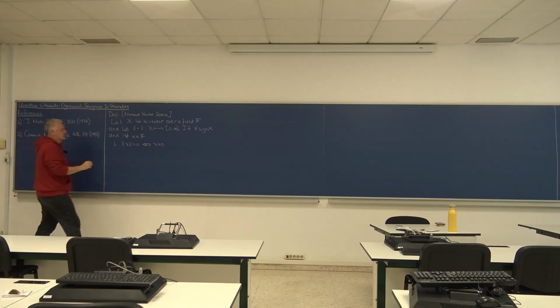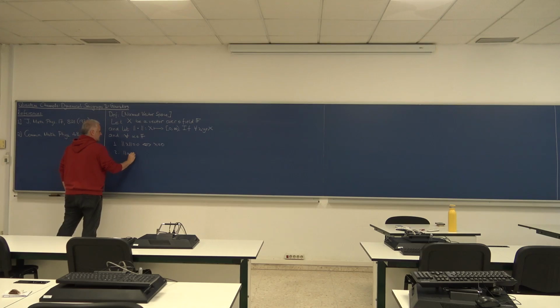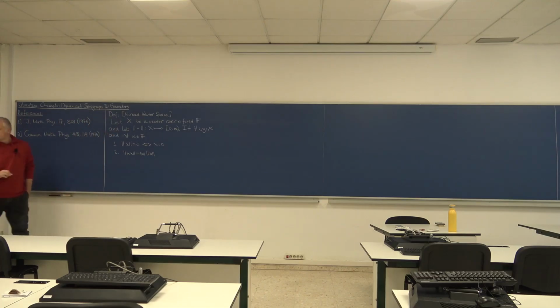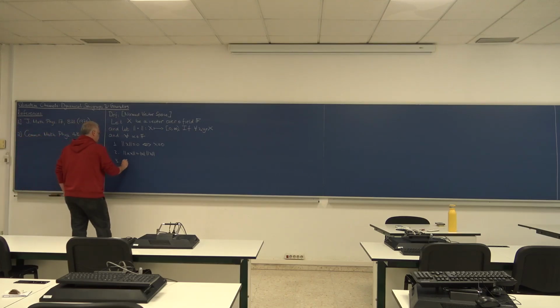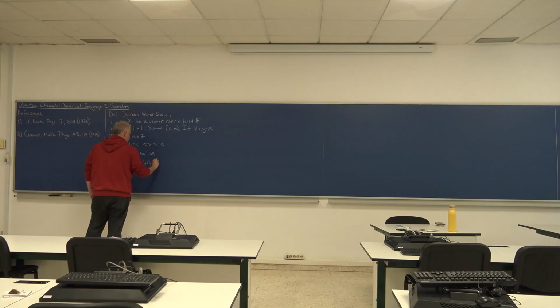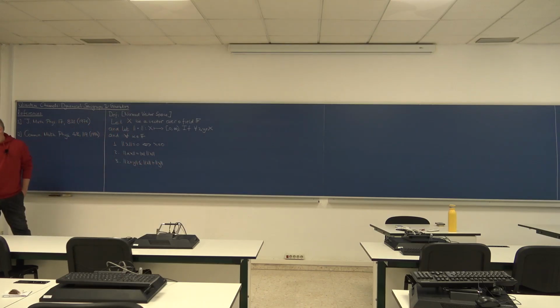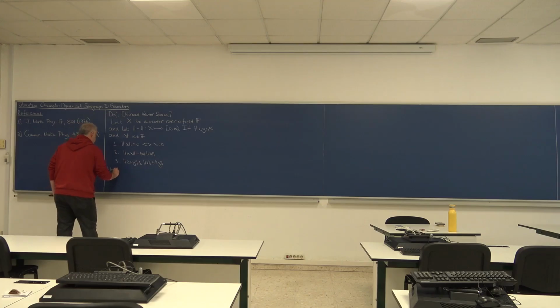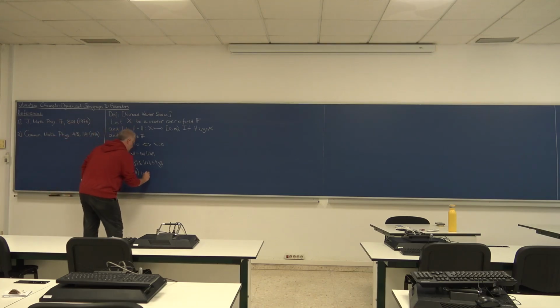This is the first identity. This is the second identity. And finally, we need to have a triangle inequality. Then we say that this pair, X with this norm, is called a normed vector space.